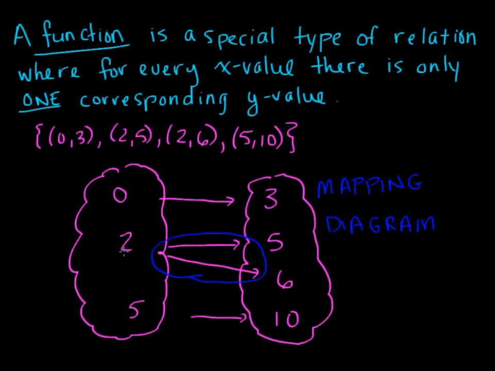Based on the definition of a function, which is above, every x value can only have one corresponding y value. So this is actually not a function. It's still a relation because it's a set of ordered pairs, but it's not considered to be a function because the x value 2 has two different y values that correspond to it.